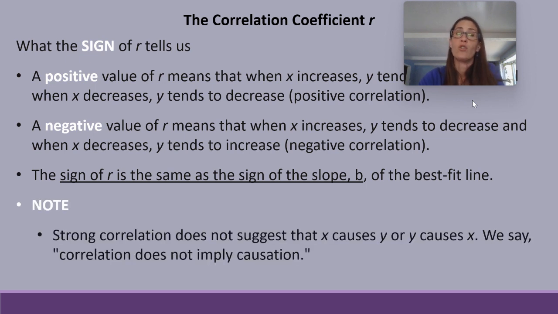And just remember that strong correlation doesn't suggest that X causes Y or Y causes X. We say correlation does not imply causation. Just because two variables have a strong relationship doesn't mean one causes the other.